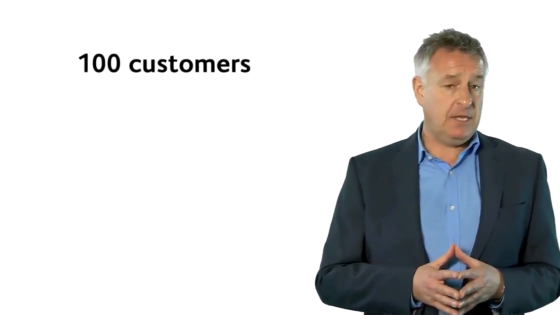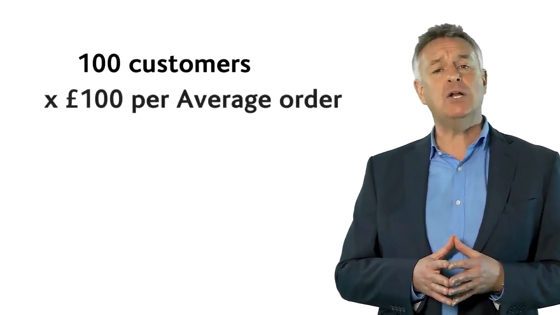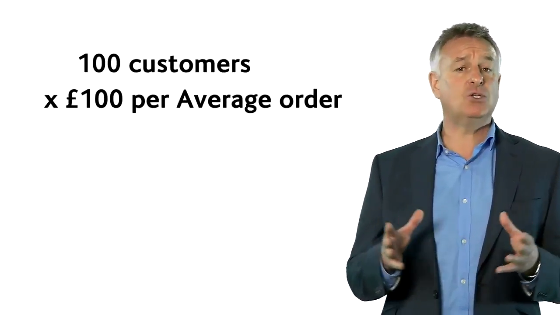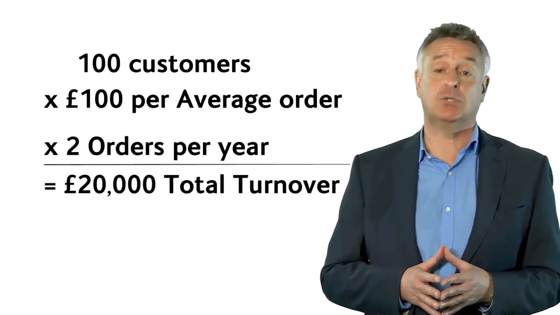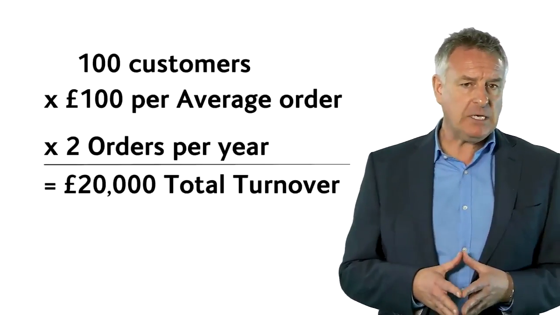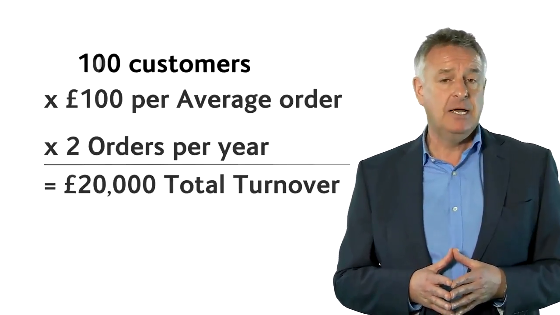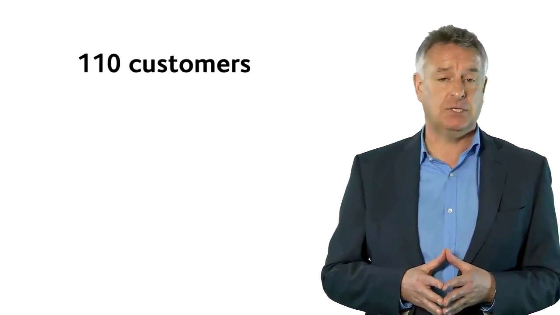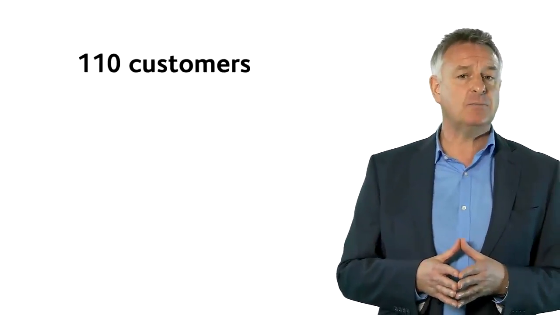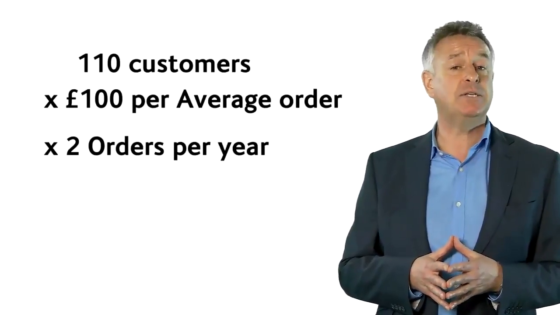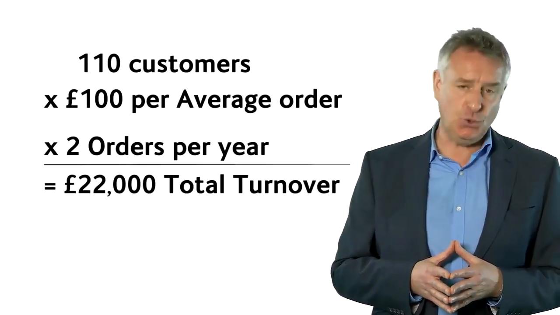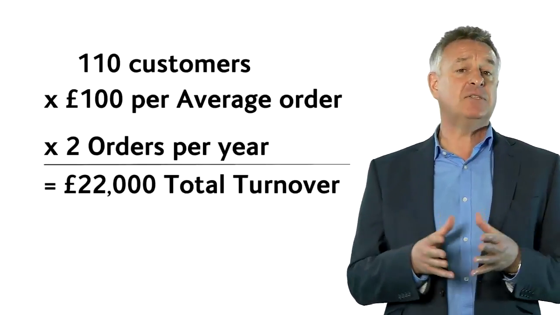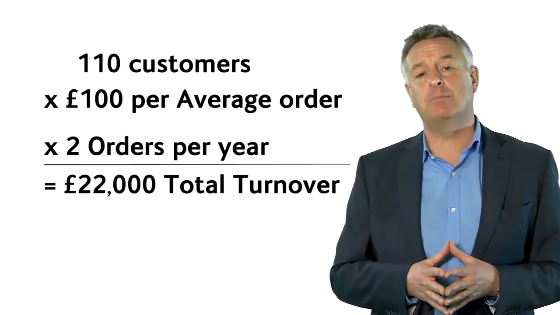A business starts off with 100 customers. These customers spend an average £100 per order, and they order twice per year. The total turnover for that business is £20,000. Now, if they increase the number of customers by 10%, they'll have 110 customers. So, 110 customers spending £100 twice a year increases the turnover from £20,000 to £22,000. This gives the business linear growth of 10%.